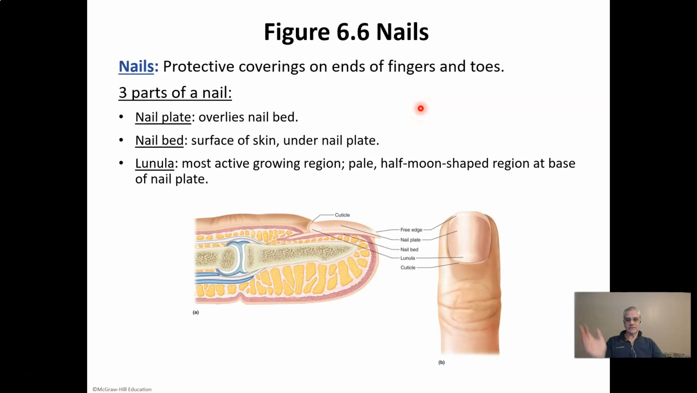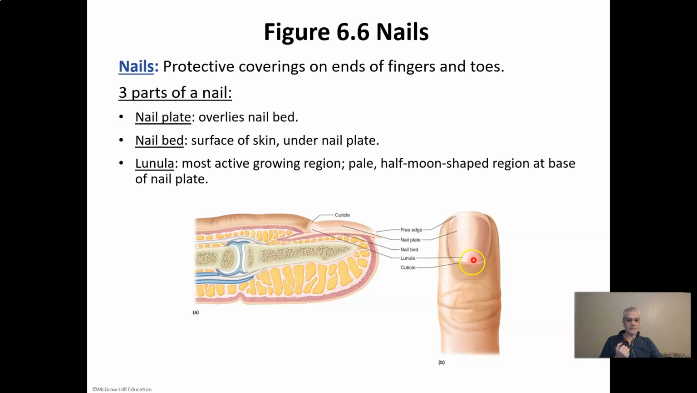All right, nails. You know what nails are, right? You got nails on the ends of all your fingers. Nails are made of three different parts or components. Remember that the nail itself is part of the integumentary system. The only living part, though, the only growing part of the nail is what we refer to as coming out of this area known as the lunula.